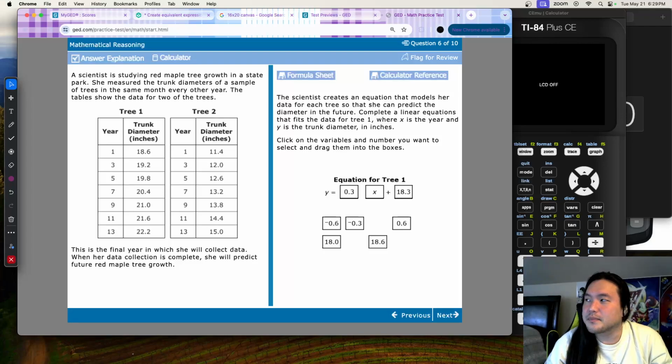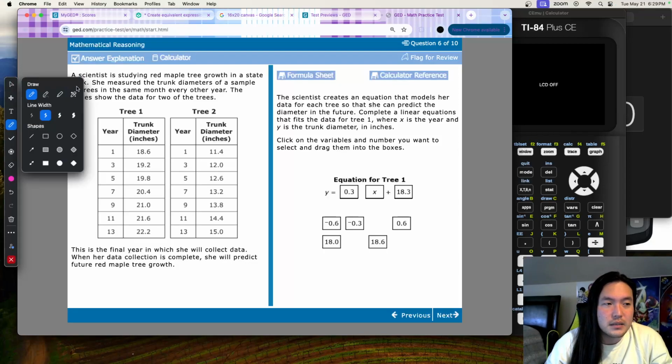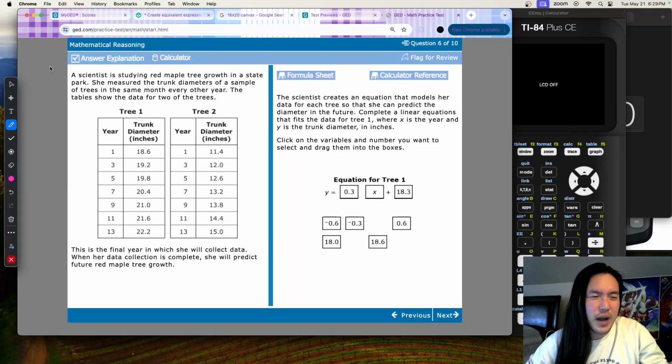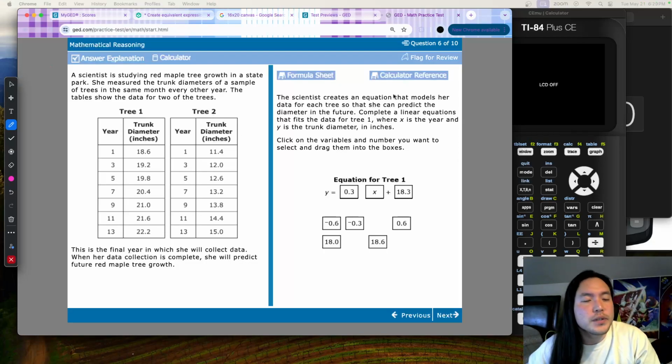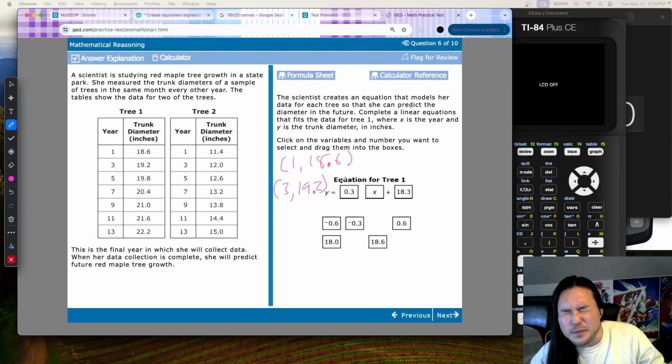How do I explain? So this is like a basic linear equation problem, right? Hopefully you've seen this type of question in school before, where if you have data like 1 comma 18.6, and 3 comma 19.2, how do you find the equation of a line that goes through these 2 points?